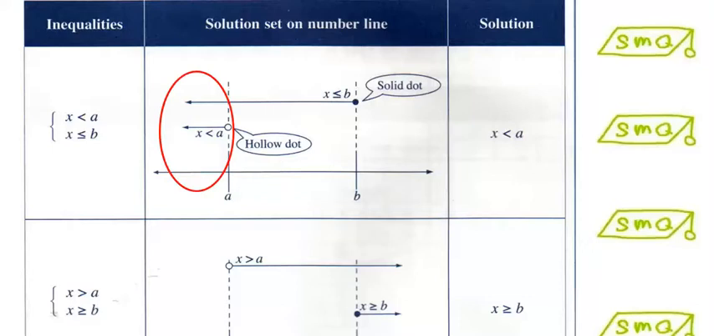The final solution would be the intersection of both inequalities. In the first case, it is this side. Therefore, x is less than a.